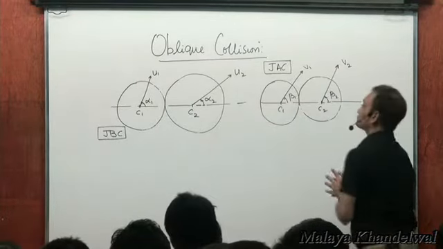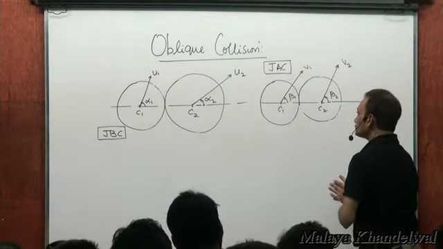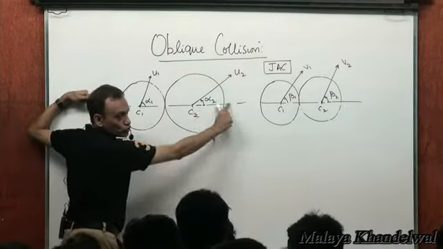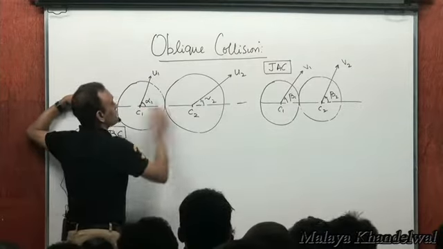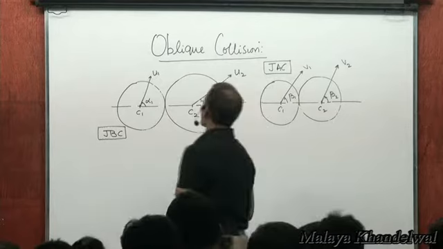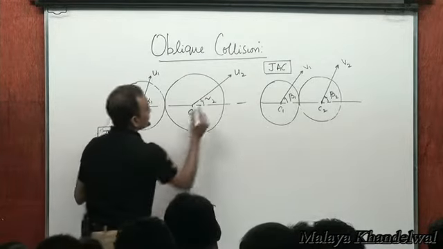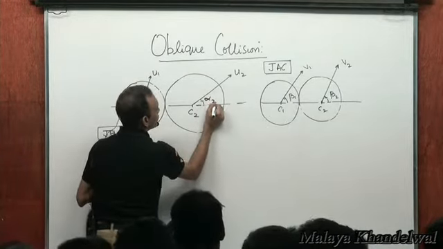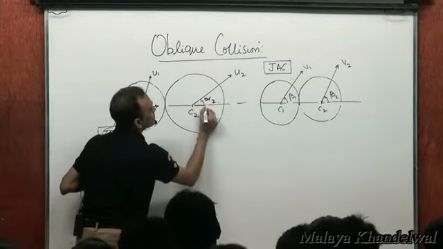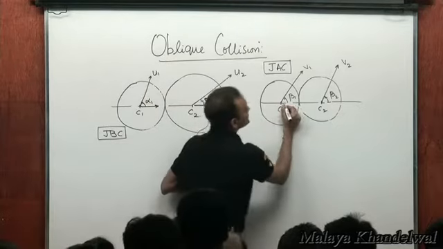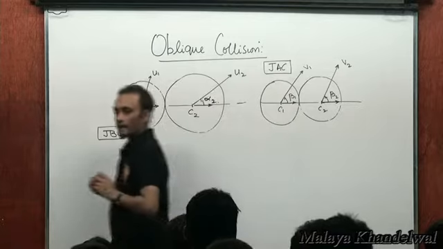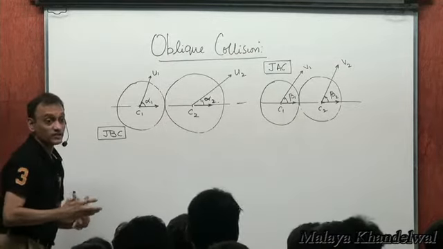Now, whatever happens in this direction belongs to collision. Whatever happens perpendicular to C1, C2 belongs to friction, right? Now, I could jolly well conserve linear momentum in this direction or any other direction that I want, right? I could conserve linear momentum, let's say along C1, C2.